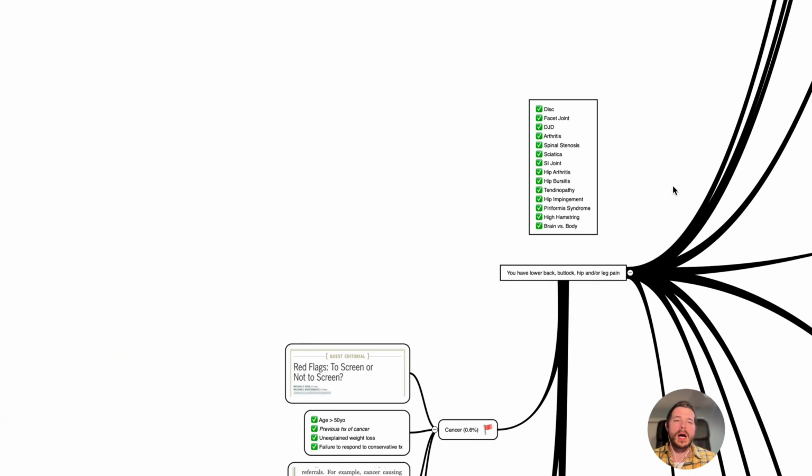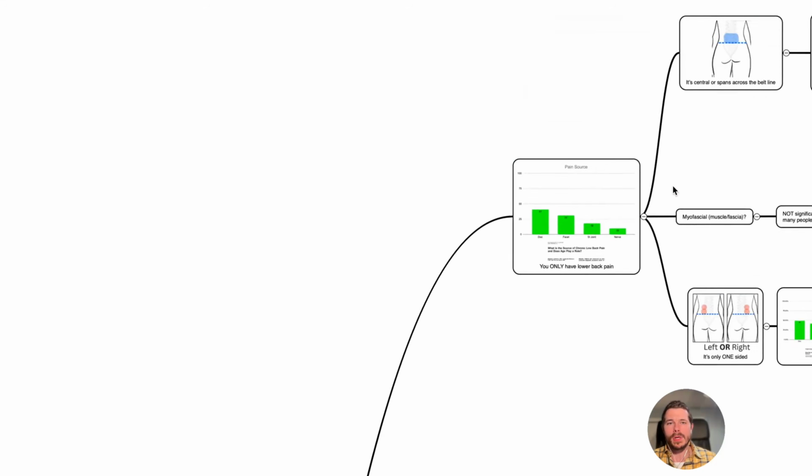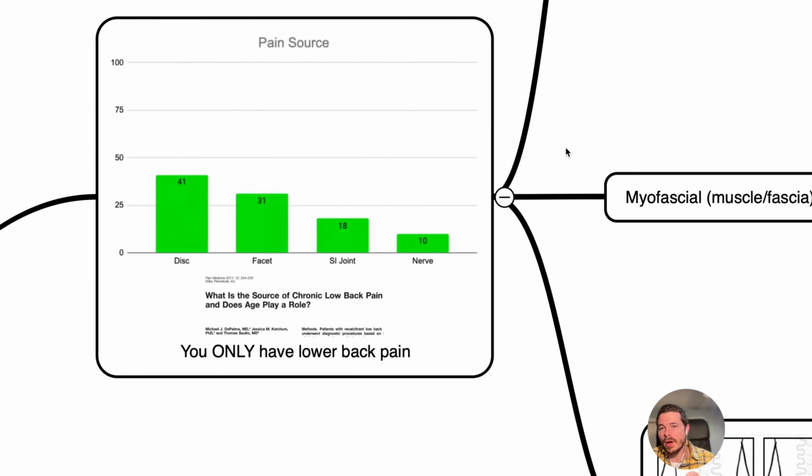Let's talk about more common causes of back, butt, and sciatica problems. And again, we're going to start at the top with only having back pain. Well, what could be the cause? Based off some different research, there's roughly a 41% chance that the disc is the cause of your symptoms, a 31% chance that the facet joint, the joints in the spine, we'll talk about those in a moment, are the cause of your pain, 18% SI joint, 10% nerve.